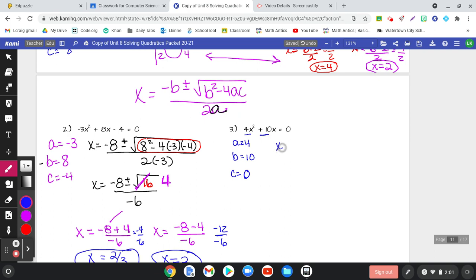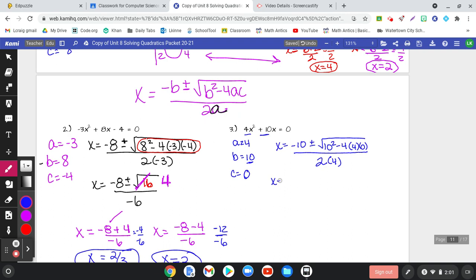So when we plug it in, x equals negative B, so negative 10 plus or minus the square root of B squared, 10 squared, minus 4 times A, which is 4, times C, which is 0, all divided by 2 times A, which is 2 times 4.